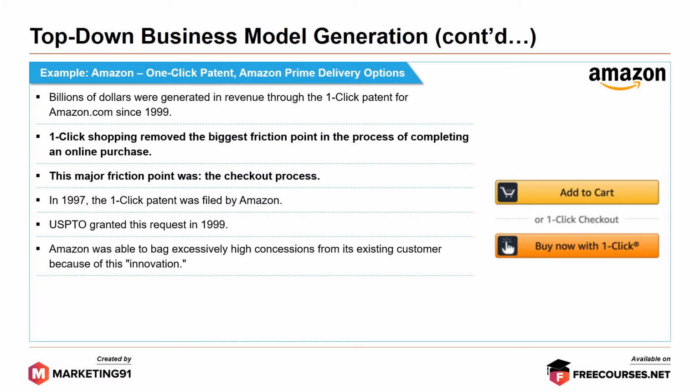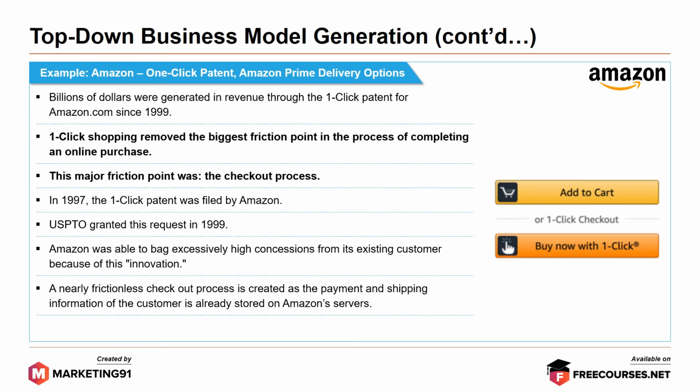Amazon was able to extract excessively high concessions from its existing consumers because of this innovation. A nearly frictionless checkout process is created as the payment and the shipping information of the customer is already stored on the Amazon servers. But on September 11, 2017, Amazon's US patent ended.